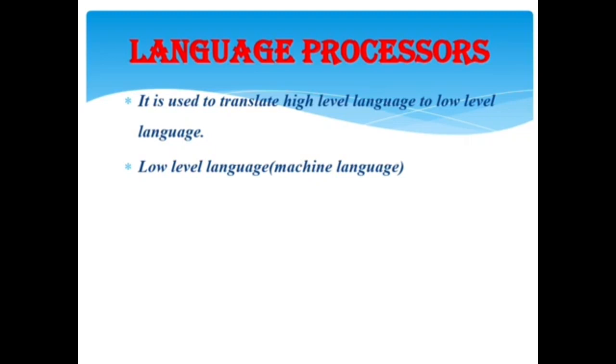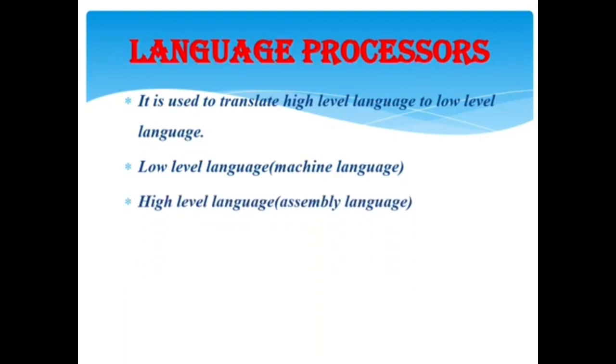So computer can understand only zeros and ones. Computer doesn't understand any languages. When we are typing, it will accept English or Tamil or Hindi, but the computer doesn't understand those languages. It will understand only zeros and ones. That is low level language.